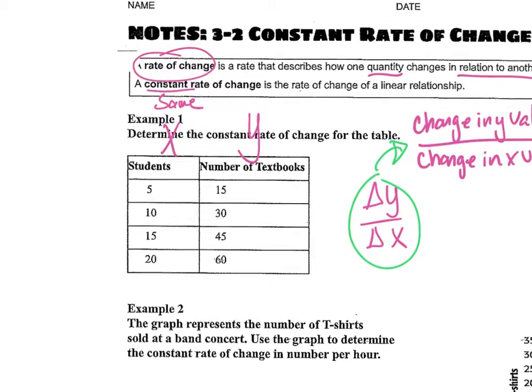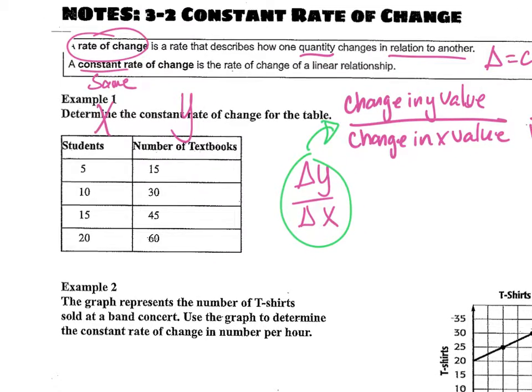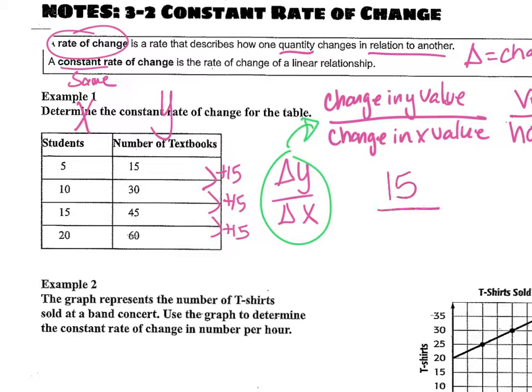Okay, so how we're going to write it is I'm going to look and see what my change in each of those is. So my y values, 15 to 30, or 30 minus 15 is 15. That's my difference. 45 minus 30 is also 15. 60 minus 45 is also 15. So my y value is changing by 15 each time. So that's the number I'm going to put on top.